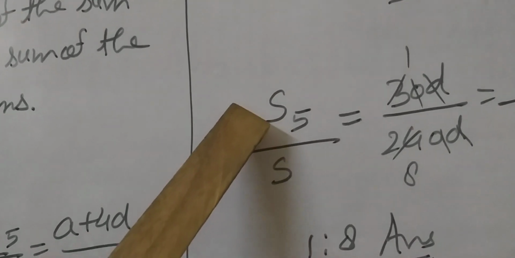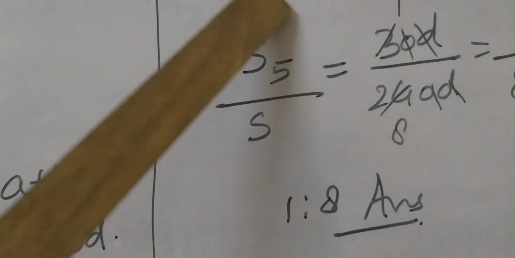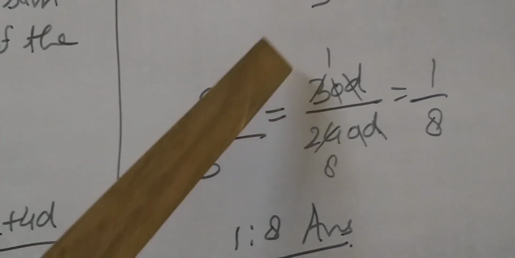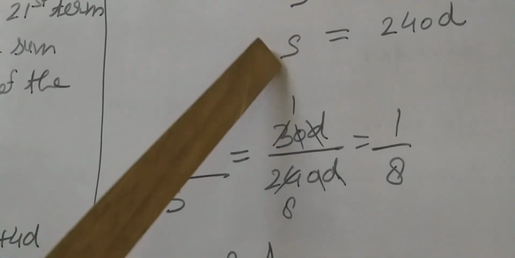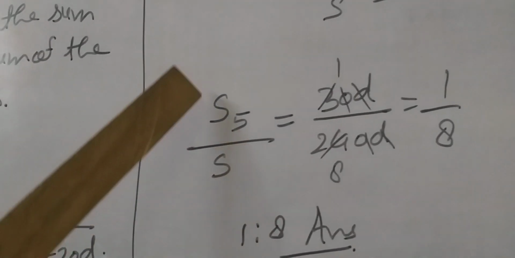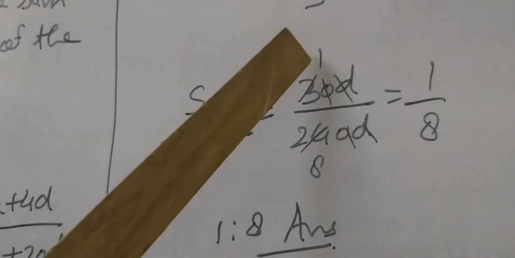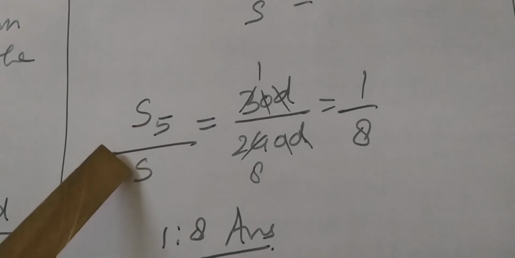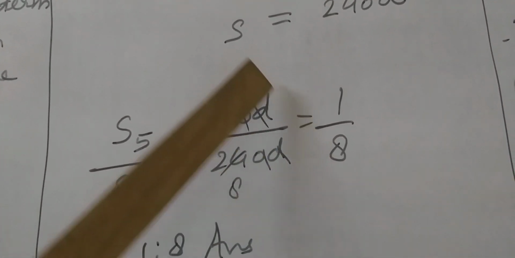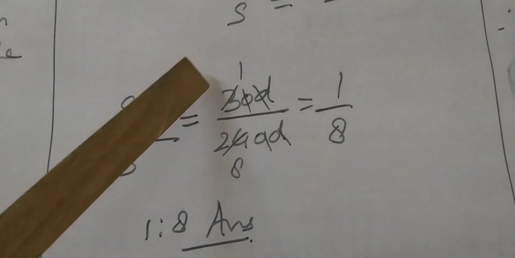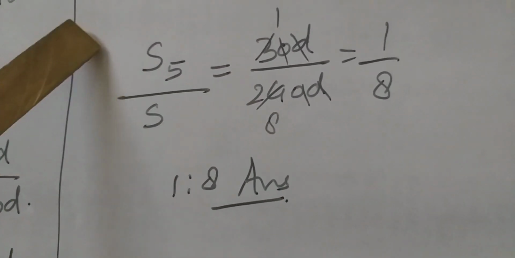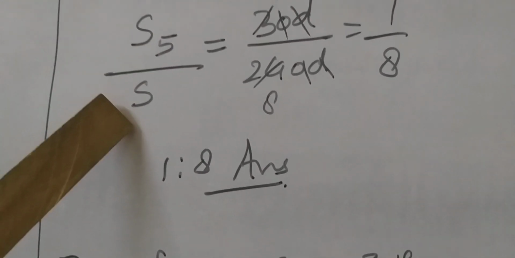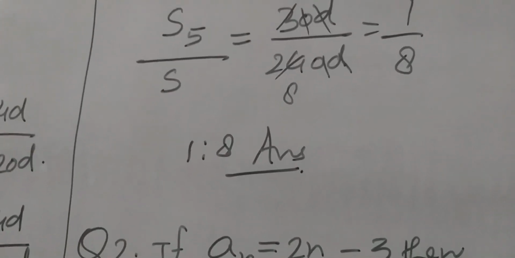So students, we have to find out the ratio of the sum of first 5 terms to the sum of next 15 terms. I have supposed the sum of next 15 terms as S. That's why I have written S5 upon S. S5 value is 30D and S, the next 15 terms sum, is 240D. D, D cancel, 0 cancel, 3 1s are 3, 3 8s are 24. The ratio of the sum of first 5 terms to the sum of next 15 terms is 1:8.